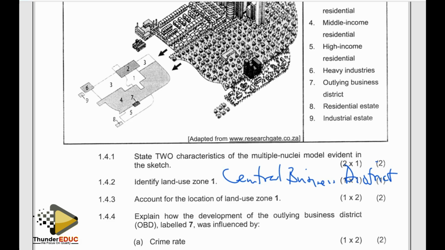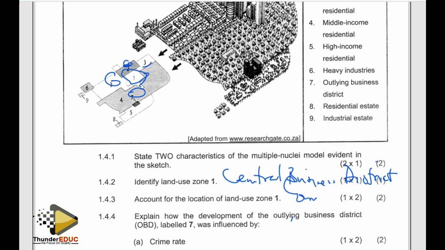Account for the location. We are saying give reasons why it is located where it is. You are seeing that the CBD is at number 1 here and is encircled by zone number 3, there's zone number 2, there's zone number 3 again here, there's zone number 4 on this side, and the CBD is at the focal point, it's at the center. Why is it there, or what reason can we use to justify its existence on that part of the urban settlement? Right, number 1 we can say is the commercial center of urban settlement. Hence it should come at the core.